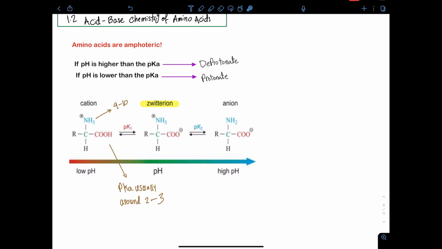And then if you move to an even higher pH, a more basic environment, for example a pH of 13, the amino group will also deprotonate. You can see here it lost the hydrogen that it had. So now it's NH2, and it was NH3 at first.